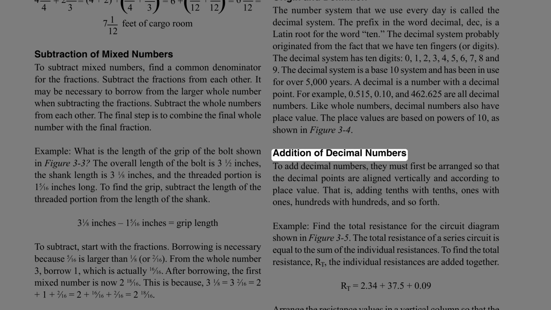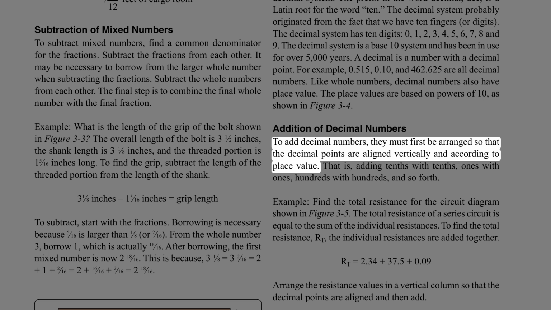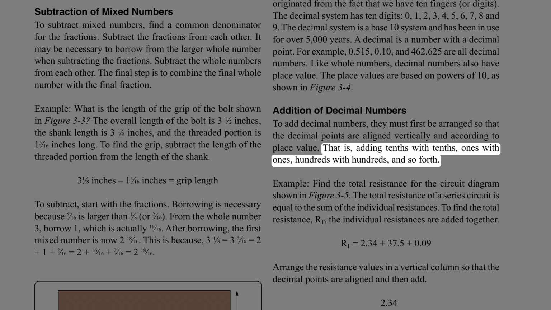Addition of decimal numbers. To add decimal numbers, they must first be arranged so that the decimal points are aligned vertically and according to place value. That is, adding tenths with tenths, ones with ones, hundreds with hundreds, and so forth.